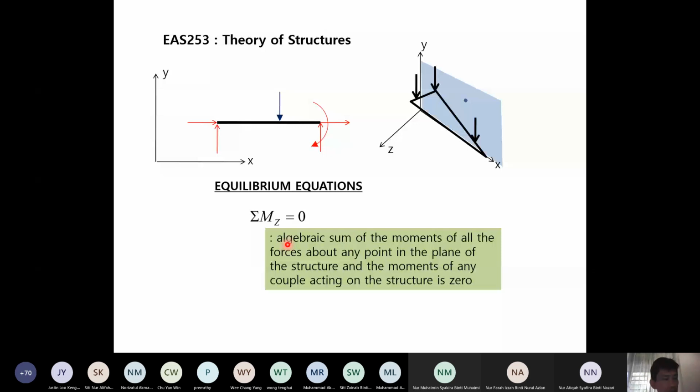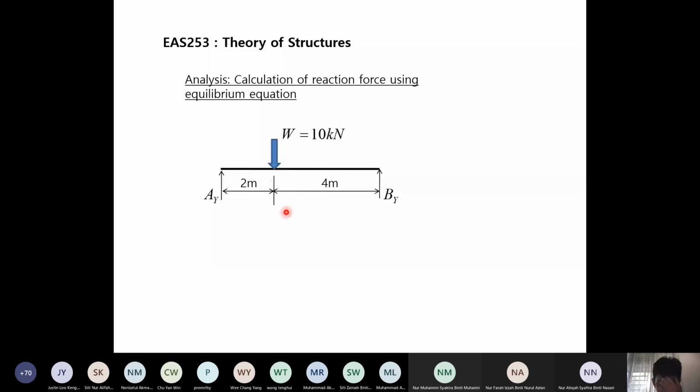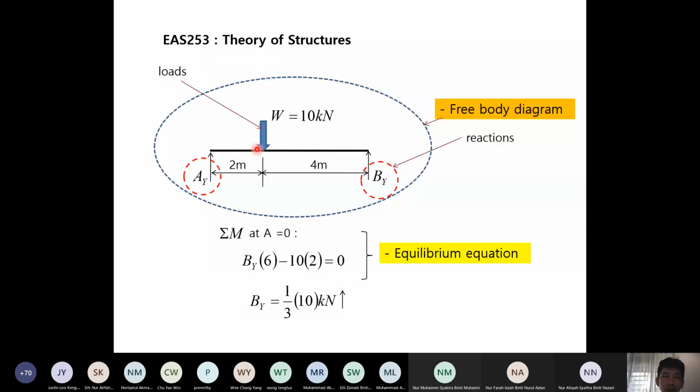Okay, so a simple example of calculating reaction forces using equilibrium equations. This is a free body diagram of a simply supported beam. You have a reaction force here, a reaction force here, and there's a load acting here, 10 kilonewton. These are the loads, the magnitude is known. These are the reactions, the magnitude is not known yet. So we draw this free body diagram showing all the forces, known and unknown.